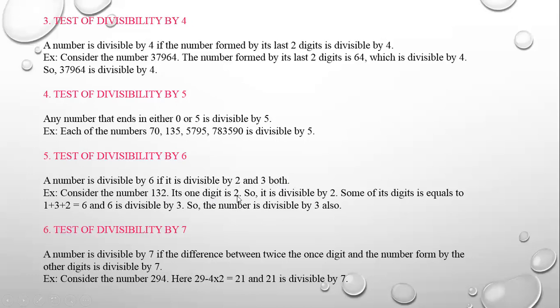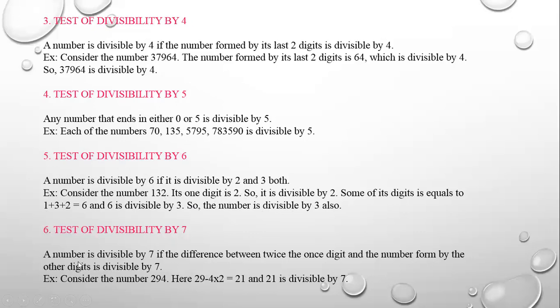Next one is how to find whether it is divisible by 3 or not. So we have to find the sum of these digits, 1 plus 3 plus 2. So it is 6. So 6 is also divisible by 3. So when this 132 is divisible by 2 and 3, then only we can say that the number is divisible by 6.